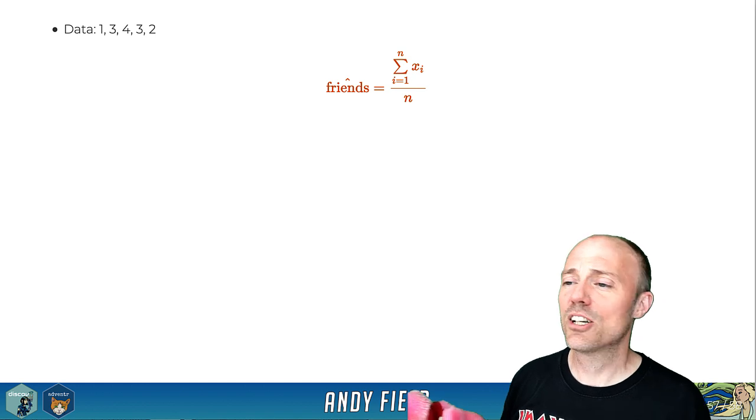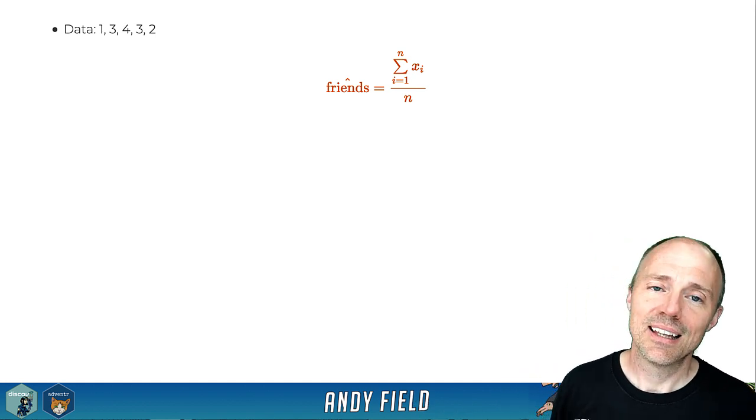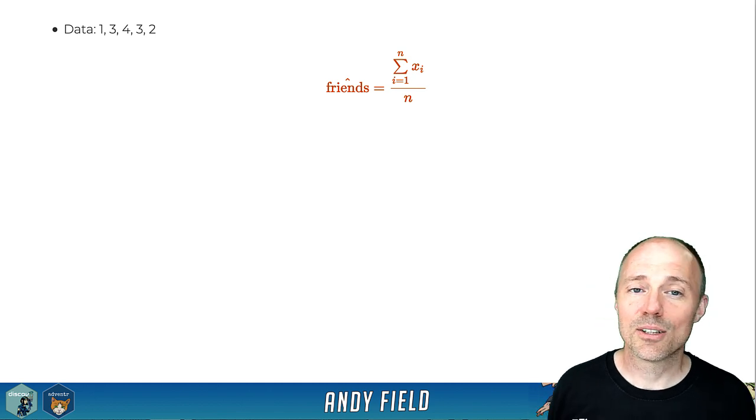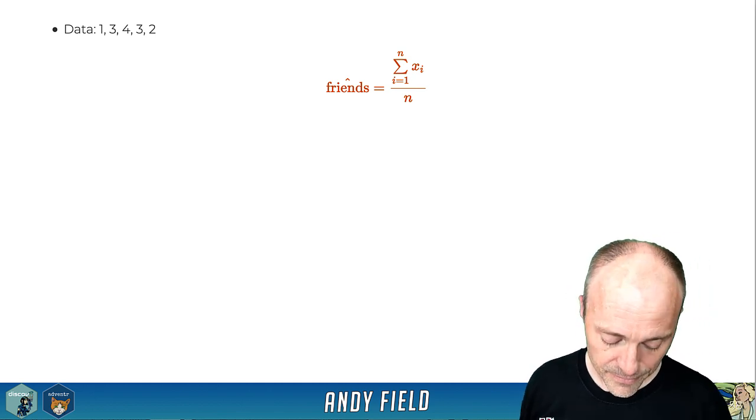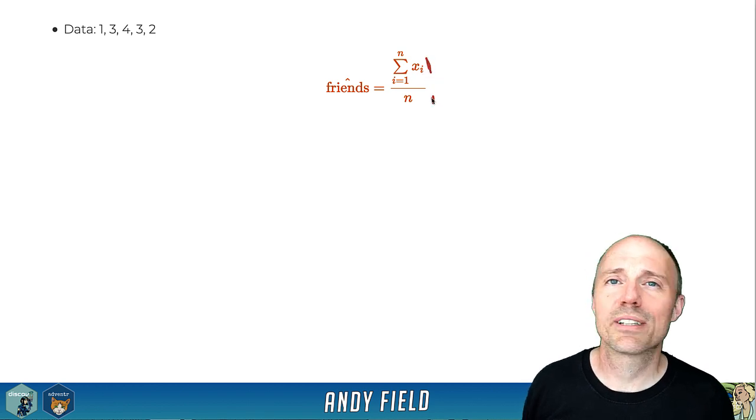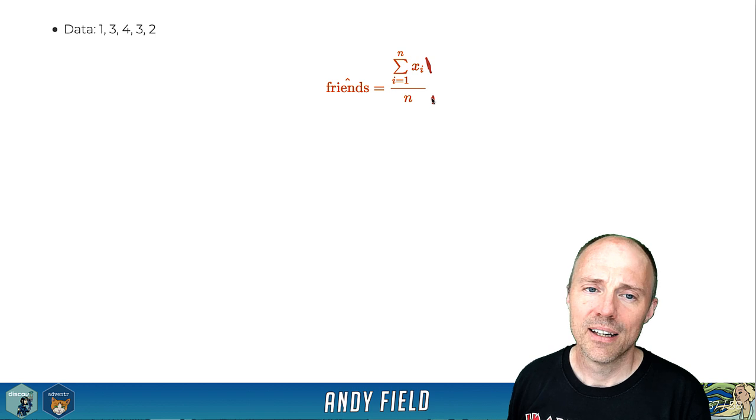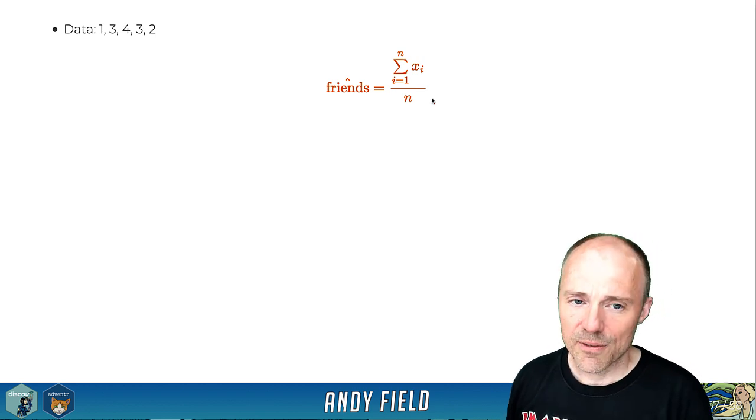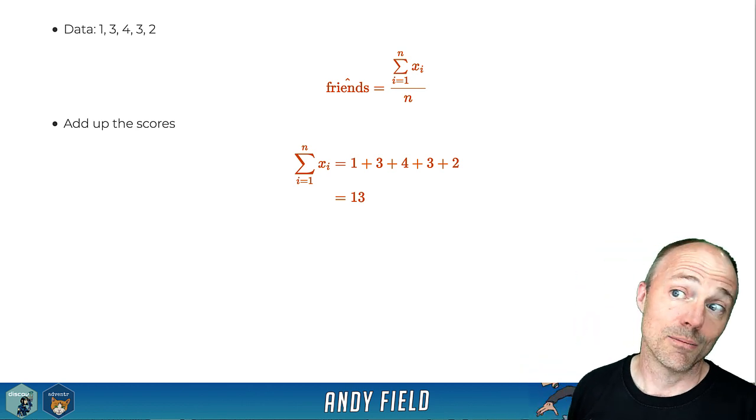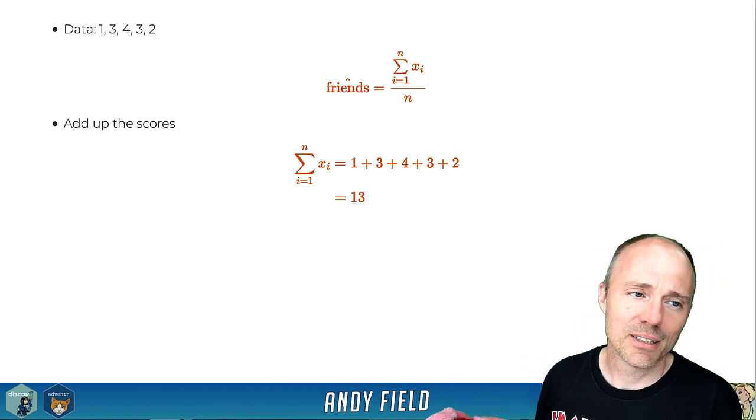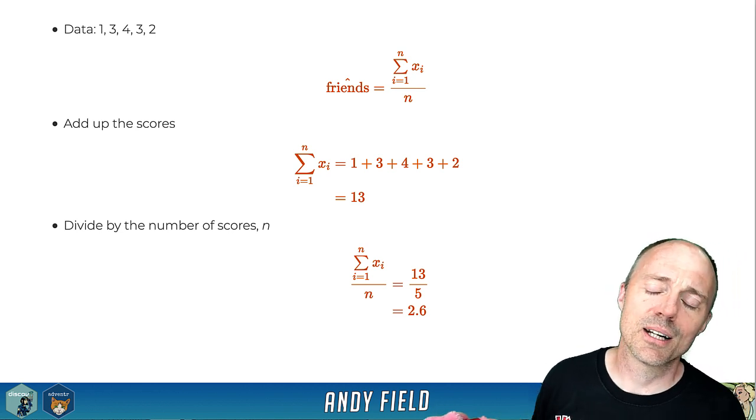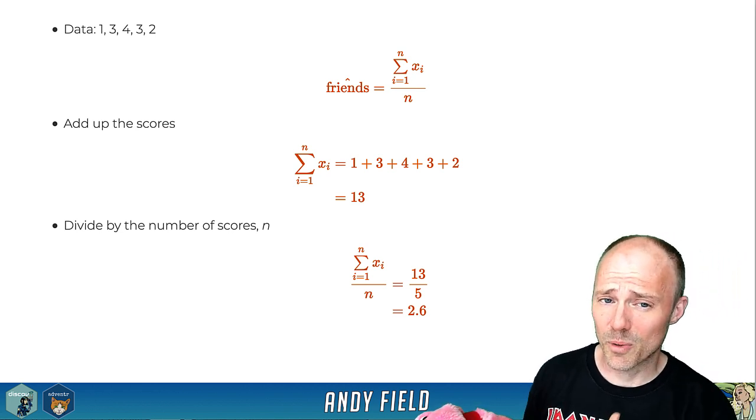Now, there's actually an equation that represents this least squared estimate. This equation you might be familiar with. You just add up the scores, that's what this top half is doing, and then divide by the number of scores. It's the standard equation for the mean. And this equation actually gives us the least squared estimate. So the mean is a least squared estimate. So we add up the scores, 13, divide by the number of scores, 5, we end up with this value of 2.6, which was that lowest point of the curve.